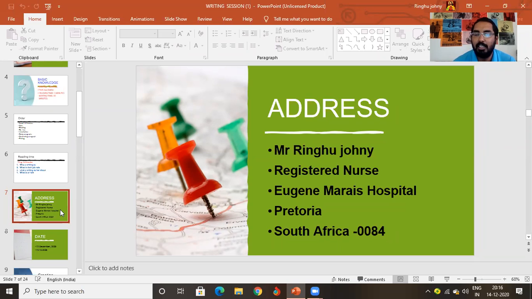In that case, I'll suggest you try to shorten the address to 4 or 5 lines: after Eugene Marais Hospital, you write Pretoria, then a comma and Les Marais. Then on the next line, you write Ilop Sadal, comma, South Africa 0084. That is better, actually. Rather than writing everything in 7 or 8 lines, it's ideal to write it in 4 or 5 lines. I hope everybody understands that part.